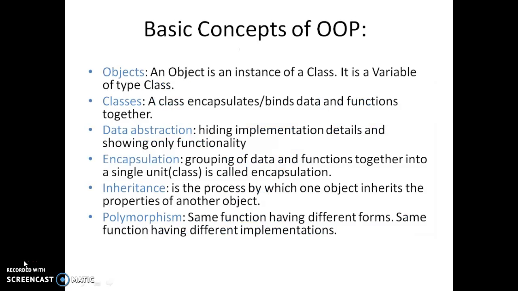Next is the basic concepts of object-oriented programming. Objects. An object is an instance of a class. It is a variable of type class. Classes. A class encapsulates or binds data and functions together. Data abstraction. Hiding implementation details and showing only functionality. Encapsulation. Grouping of data and functions together into a single unit is called encapsulation.